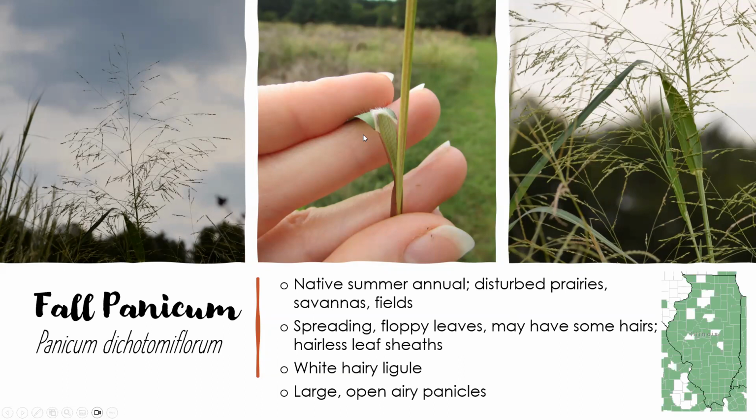And then in this grass, it has a very large open airy panicle. This can be up to a foot tall, and about 6 to 8 inches wide. So that's the size scale that we're looking at. But you see there's tons of branches and the spikelets are really small, so it gives you that really open, airy look.